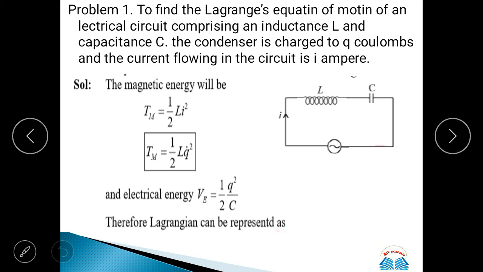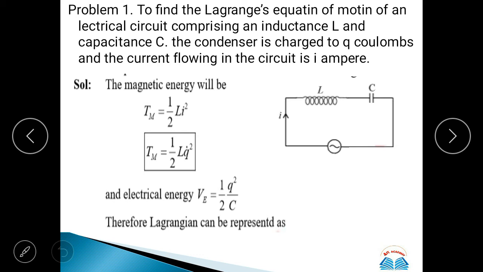For the inductor we will consider magnetic energy, and for the capacitor we will consider electrical energy. Why are we considering the magnetic energy and why the electrical energy here? This is the question for you, and you will have to answer in my comment box, and I'll see who is right and who is wrong. This question is for you.